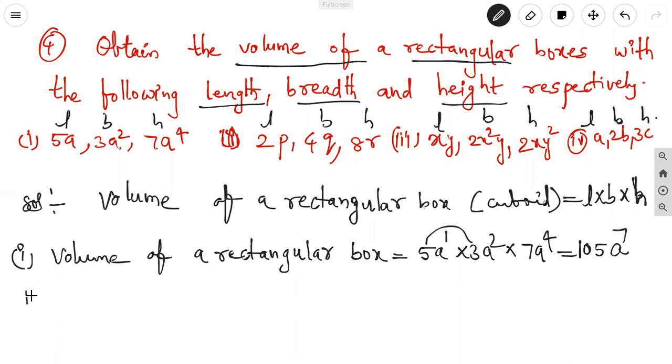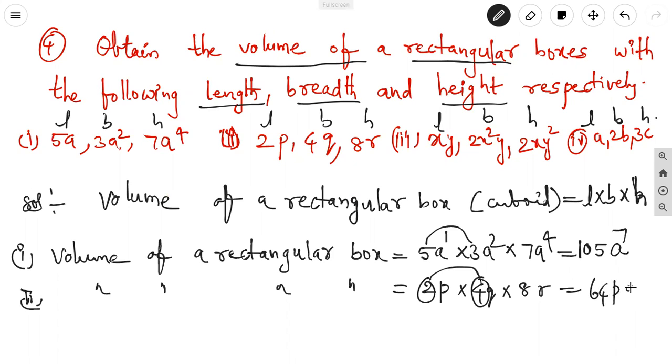Next, second one. Volume of a rectangular box. Length is 2p, breadth is 4q, height is 8r. 2 4s are 8, 8 8s are 64. P is one variable, Q is one variable, R is one variable. Third one.